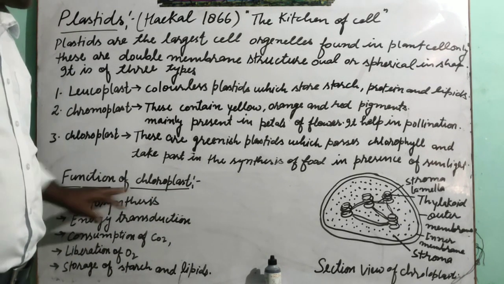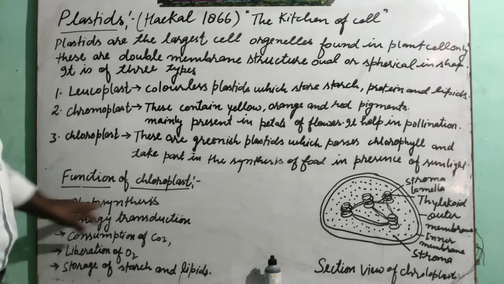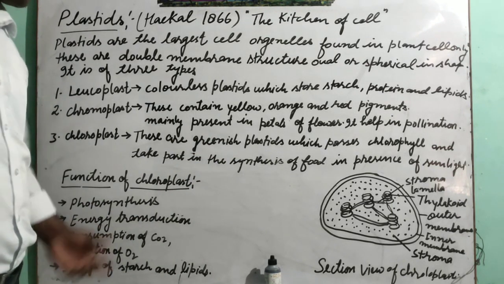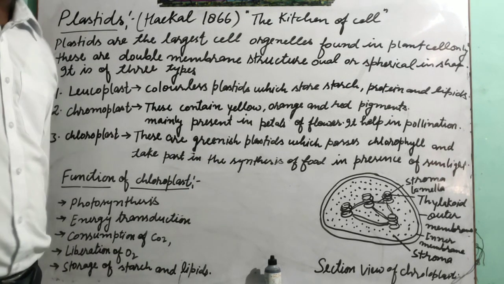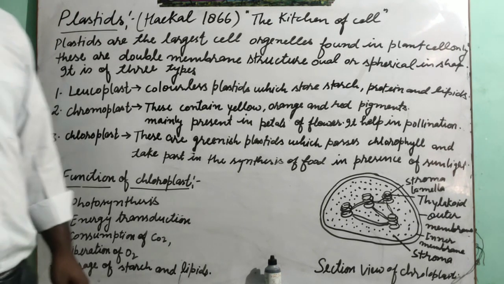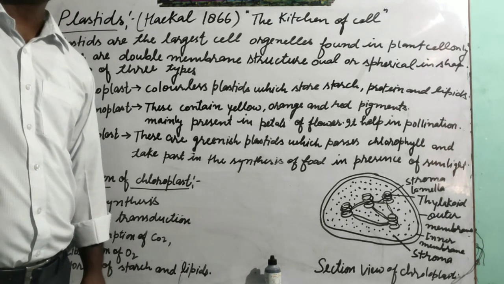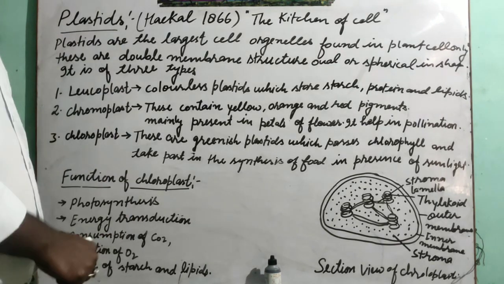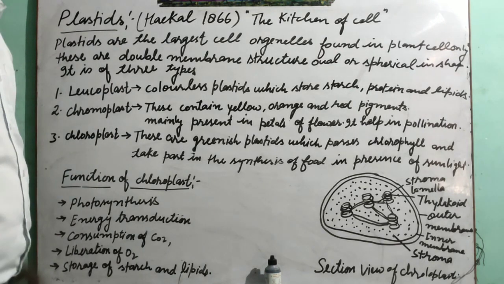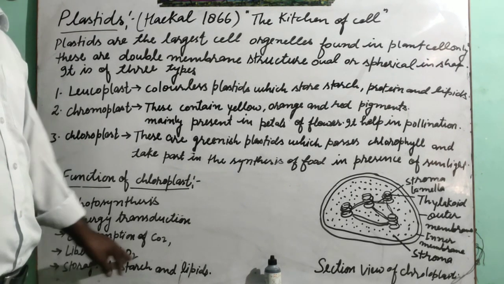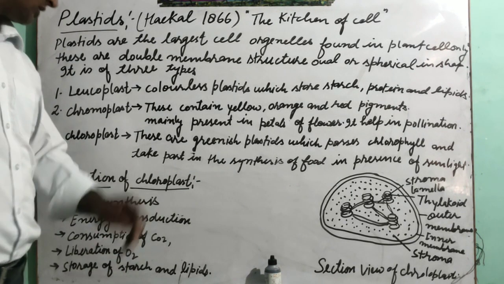The functions of chloroplast, let us see. The first one is photosynthesis, which we have studied. Energy transduction: during photosynthesis, there is the transduction of energy also. There is the consumption of carbon dioxide also. Students, we know that during photosynthesis, plants use carbon dioxide. At the same time, they liberate oxygen also. So it is also helpful in the liberation of oxygen.